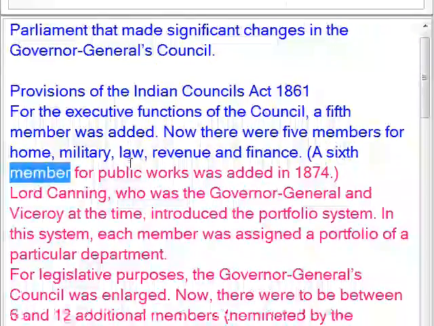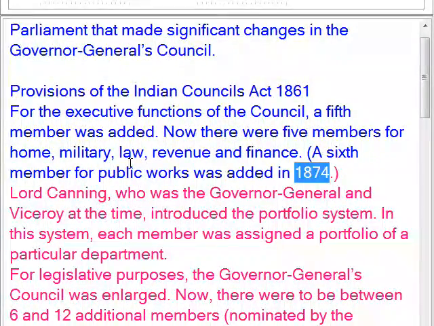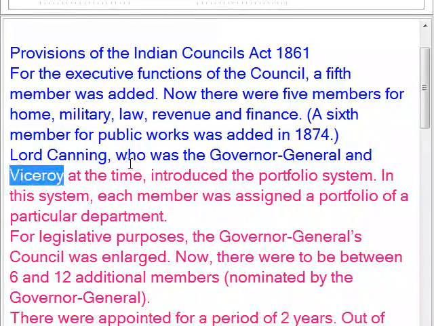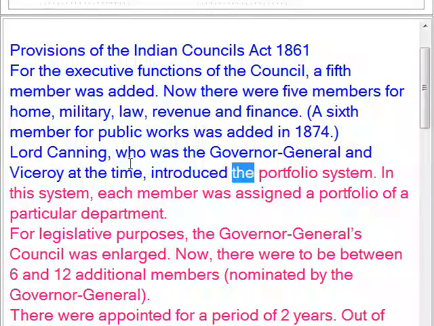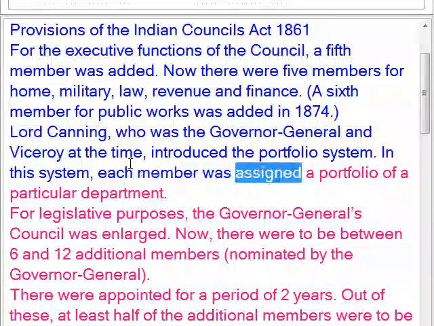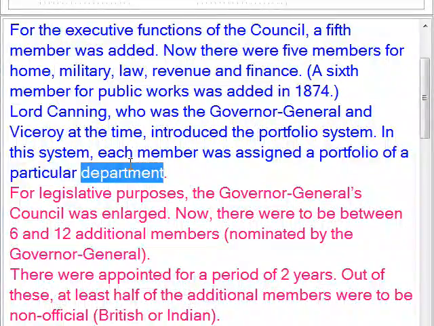A 6th member for Public Works was added in 1874. Lord Canning, who was the Governor-General and Viceroy at the time, introduced the portfolio system. In this system, each member was assigned a portfolio of a particular department.